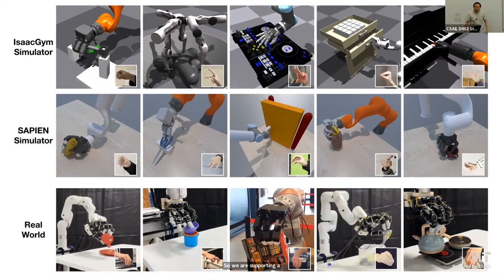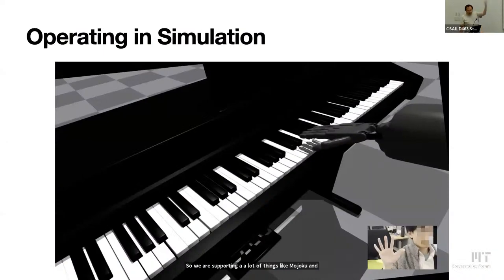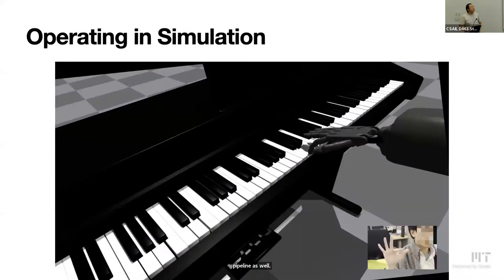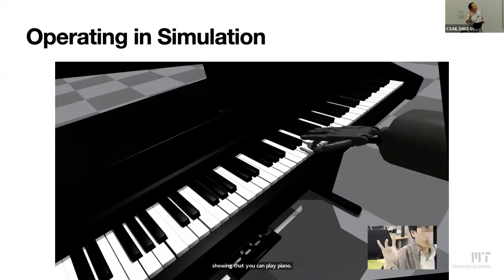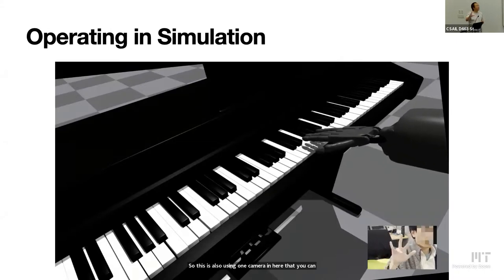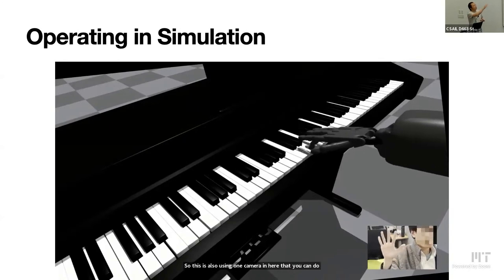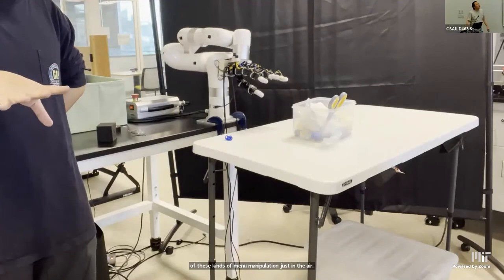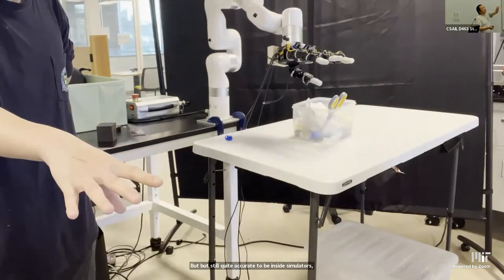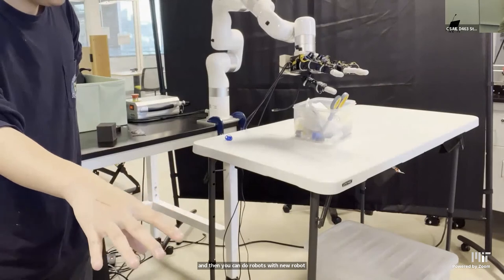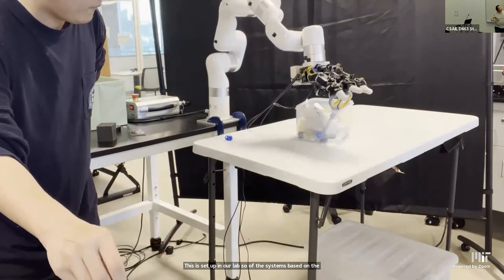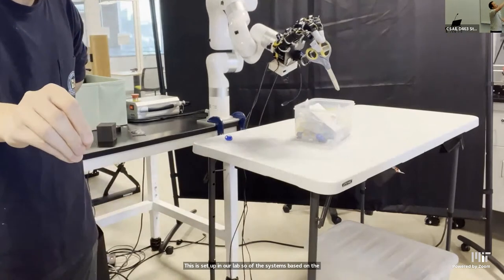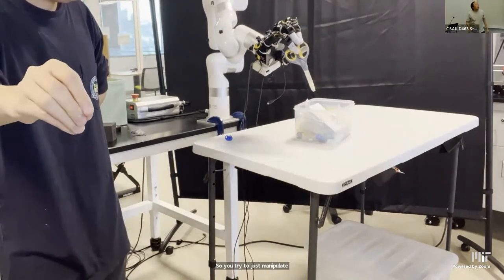It's not showing here. So here is a demo showing that you can play piano. This is also using one camera, so you can do this kind of manipulation just in the air, but still quite accurately inside simulators. And then you can do a real robot. This is set up in our lab. So there's a RealSense facing on the foot, and then you basically shoot the hand here. You just manipulate this hand on the side.